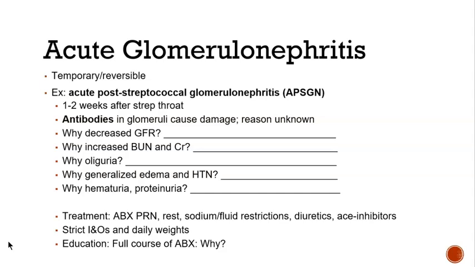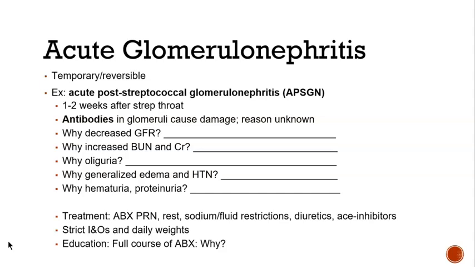With acute glomerular nephritis, it is a temporary reversible problem. An example of this is acute post-strep glomerular nephritis, and this is when your patient develops glomerular nephritis 1 to 2 weeks after having strep throat. What happens is the antibodies from the strep throat actually get lodged inside of the glomeruli and cause damage. The reason that they do this is unknown, but what we do know is the antibodies get stuck in the glomeruli and cause damage.